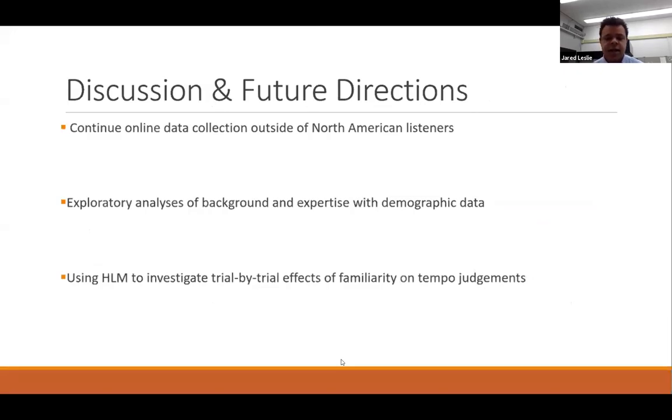In addition to switching up the form of analysis there, we also plan on collecting more data outside of North American listeners. We want to use some of the exploratory data that we collect in the demographic portion, looking at differences such as musicianship, and across ages and language background information, as well as possibly implementing a regression model to look at trial by trial effects of familiarity.